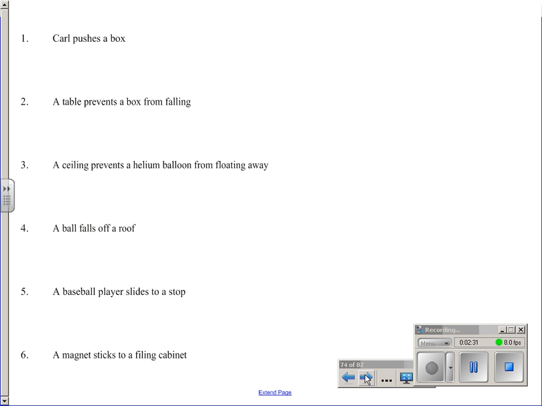So in number one up here, the two objects are Carl and the box, right? So no big deal with that, right? In the next one, a table prevents a box from falling. So you've got this box that's sitting there, and the table is holding it up, right? So once again, I think fairly straightforward. Your two objects are the box that's not falling, and it's not falling because the table's pushing it, okay?